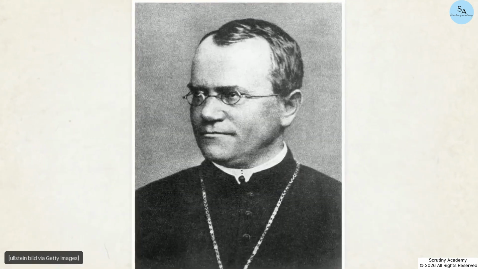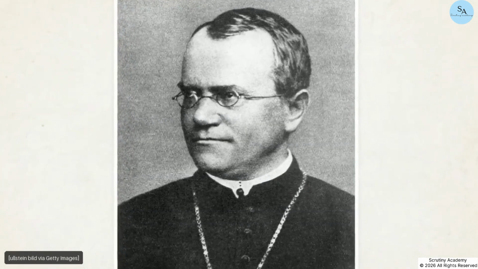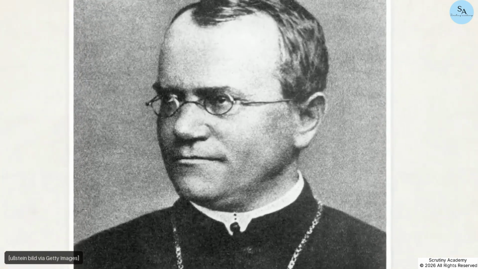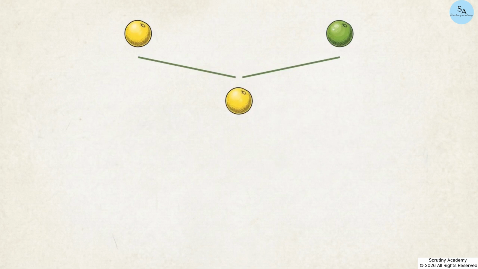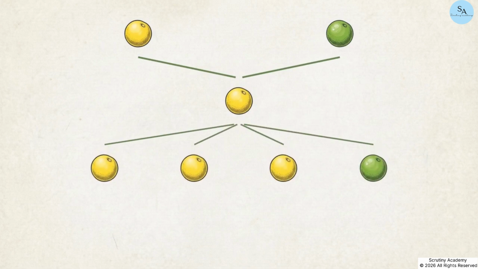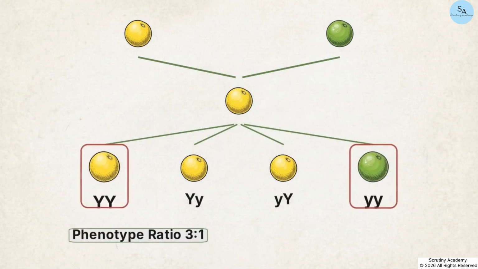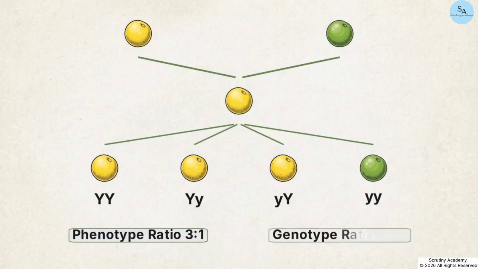Decades before DNA was discovered, Gregor Mendel mapped the transmission of what he called factors by observing the physical traits of pea plants. Mendel paired pure yellow and pure green seed plants. Every first-generation seed resulted in yellow, proving dominance. Self-pollinating these plants made the hidden green trait reappear, producing a visible phenotype ratio of 3:1. Genetically, only 25% were pure, revealing the genotype ratio of 1:2:1.